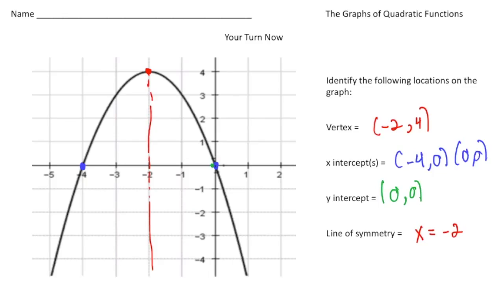Alright, welcome back. Let's see how you did with this practice problem. So here we have a parabola, and it's facing downward. So the vertex is located at -2 and 4. And because it's going downward, we know that this is going to be a max value. Alright, so the location of the max is at -2 and 4. Our x-intercepts, or the roots, are at -4 and 0, and also 0 and 0. Our y-intercept happens to be also at 0, 0. And then our line of symmetry is at the location x equals -2. Alright, how'd you do?